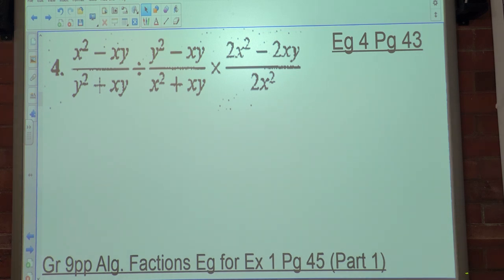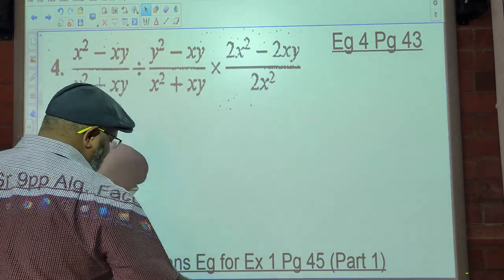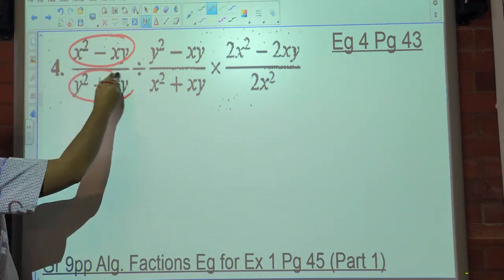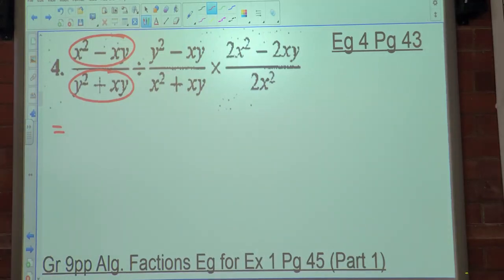Right, so where do we start? Factorization. We're going to factorize everything first. Not so? So you guys do the first fraction's factorization quickly. Give you a chance.